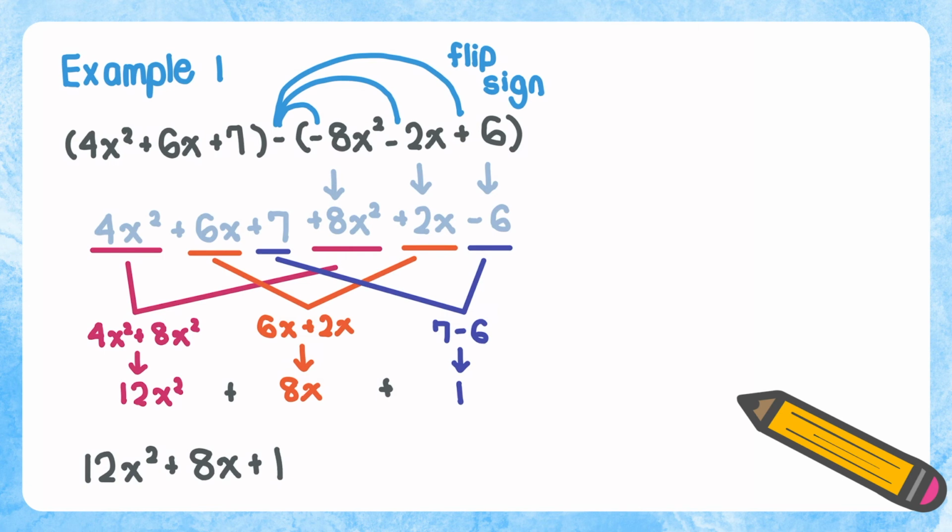So just as practice, how would we classify this polynomial? The highest degree is 2, and there are 3 terms. So we would consider this a quadratic trinomial.